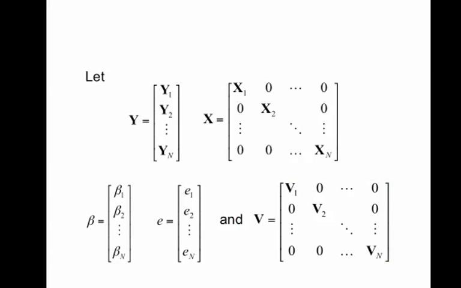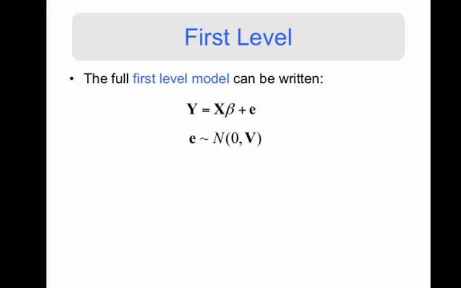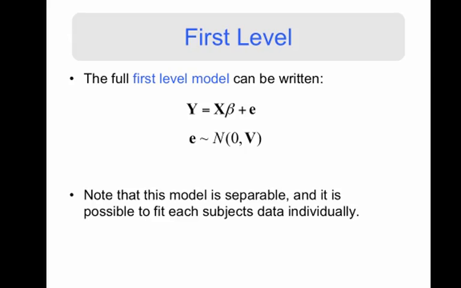Now the reason we write it like this is mostly for bookkeeping purposes, but if we do this, we can write the full first level model as follows. Y is equal to X beta plus E, where E is normal with 0 and variance-covariance matrix V. So this is modeling every subject simultaneously. However, it is important to note that this model is separable and it gives the same results as if you were to fit each subject's data individually. The only reason we write it this way is, again, for bookkeeping purposes. So that's the first level model.